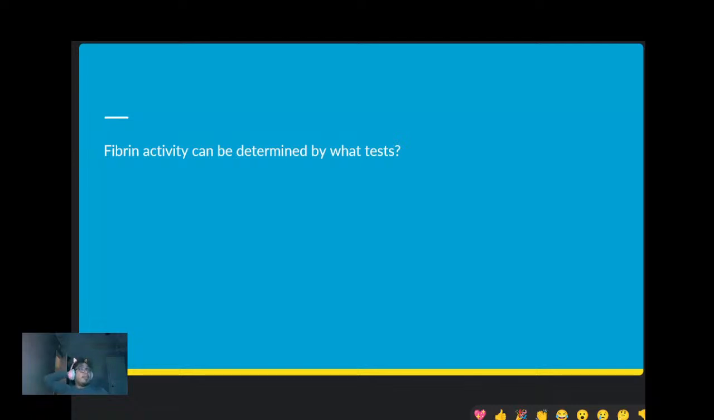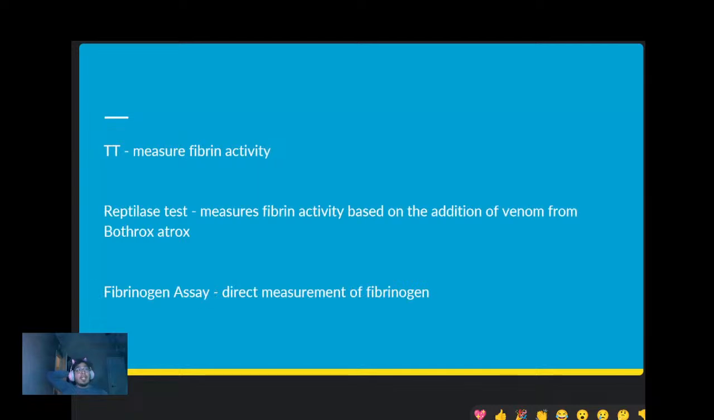Fibrin activity is determined by what test? There are 3 tests actually. They include the fibrinogen assay, the direct fibrinogen assay, thrombin time, and the reptilase test.